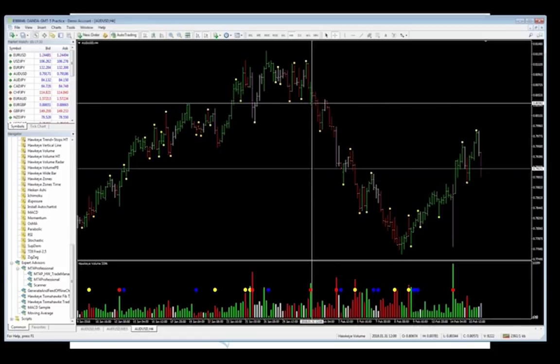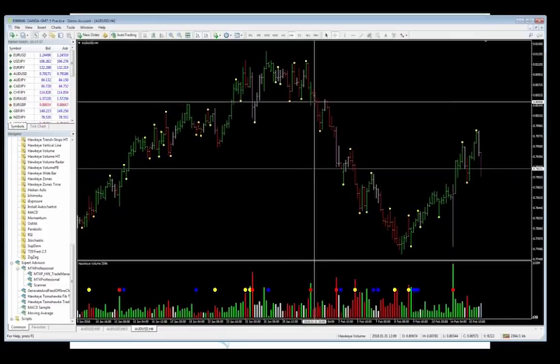Okay. Are these tools available in Sierra Chart? No, I'm sorry, they are not.